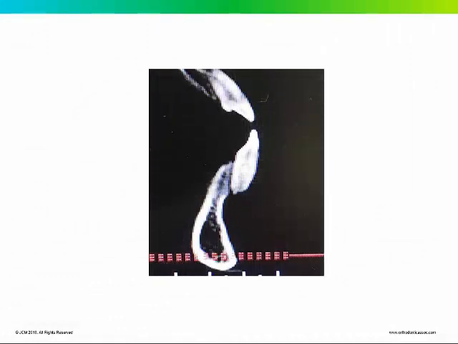A colleague sent this, and in this case the arch was expanded, and then the incisor was torqued, and you can see how that incisor is pushed outside of the limit of the alveolar housing. So what do you do about it?